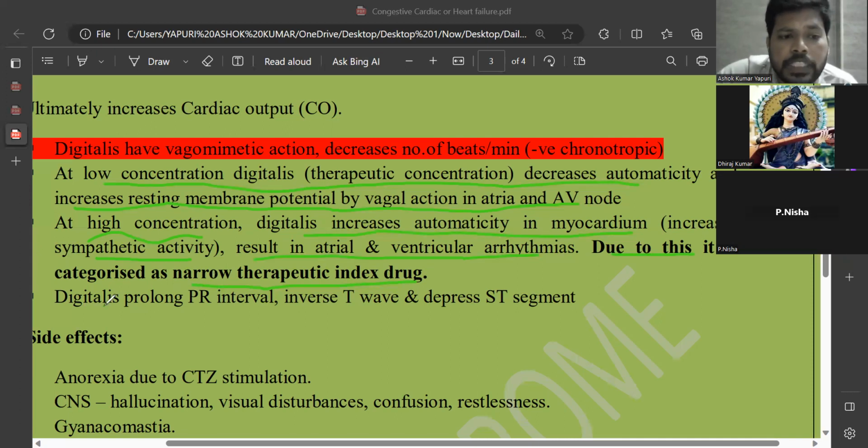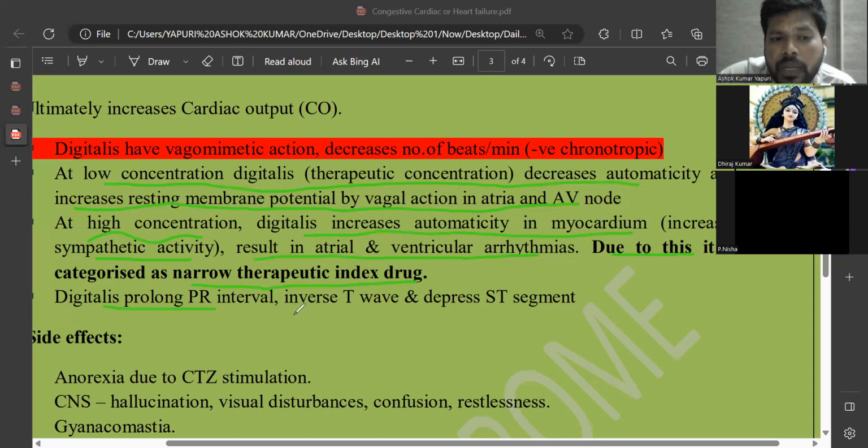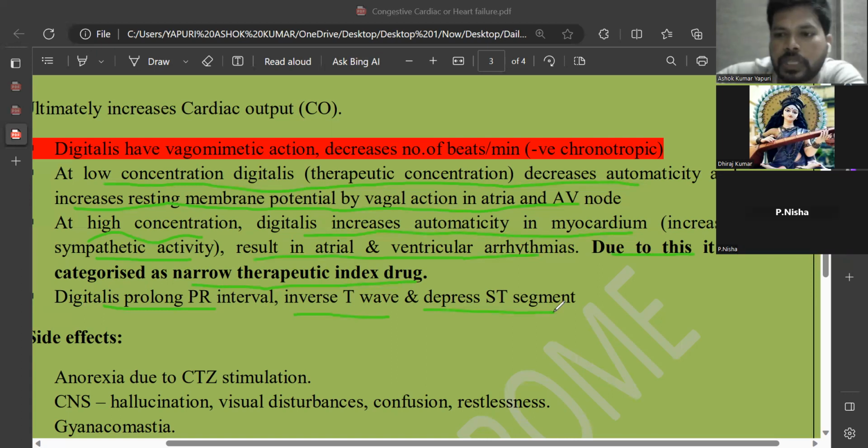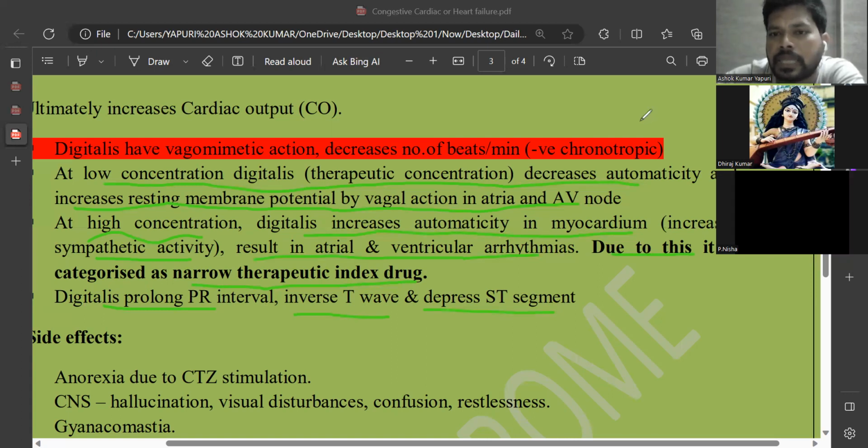And digitalis can prolong the PR interval, invert the T wave and depress the ST segment. So these are the effects of digitalis on the ECG.